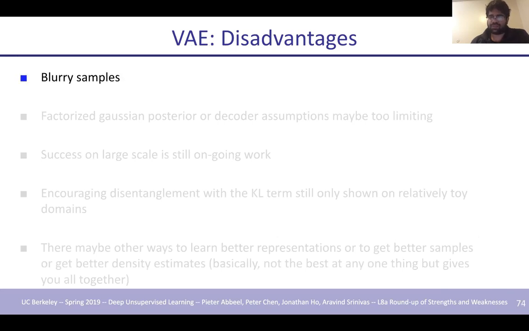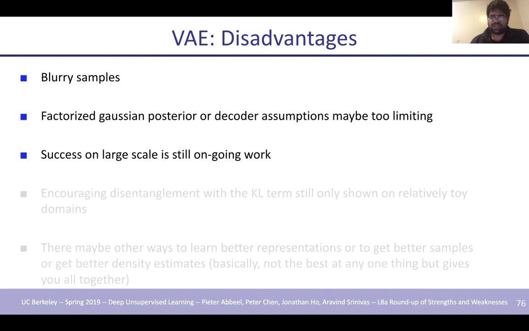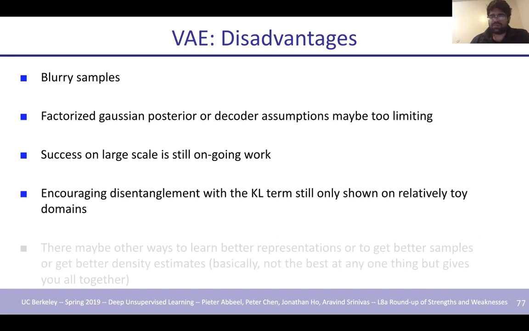You often end up with blurry samples, and the assumption of a factorized Gaussian for the posterior or for the decoder is maybe very limiting, and you need more powerful decoders or more powerful posteriors. And large-scale successes are still yet to be shown. And even though people have tried to get more interpretable, more disentangled latent variables by prioritizing the KL term over the reconstruction term in the loss, it's still only worked on toy problems.